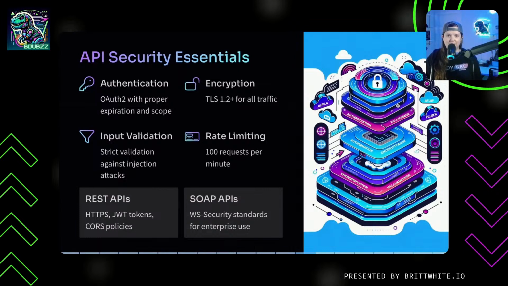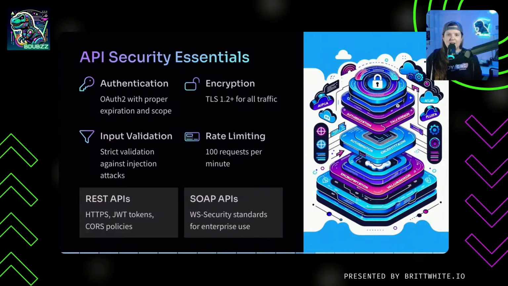Finally, implement rate limiting. A good rule of thumb is maybe 100 requests per minute, but this might need to be more or less depending on the job of your API. This prevents abuse and maintains service availability. Think of it as crowd control to prevent everyone from rushing through the door all at once.